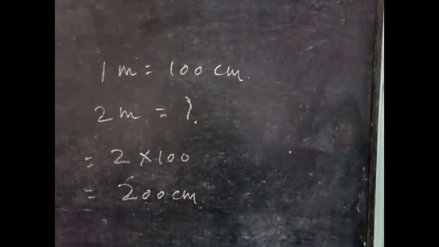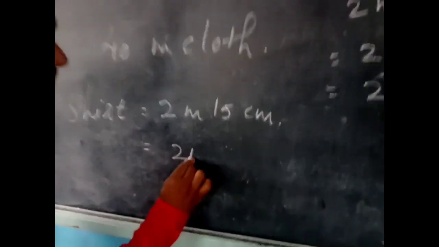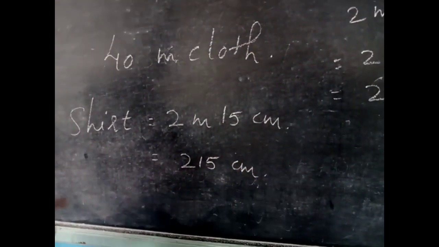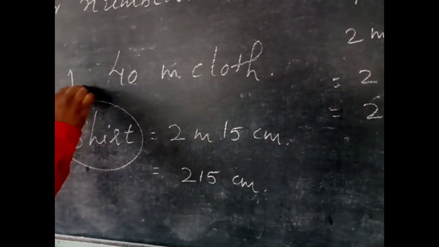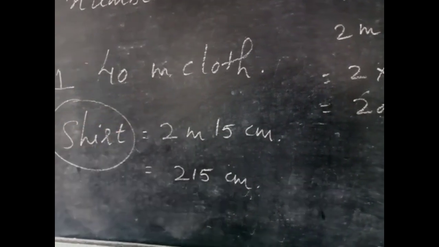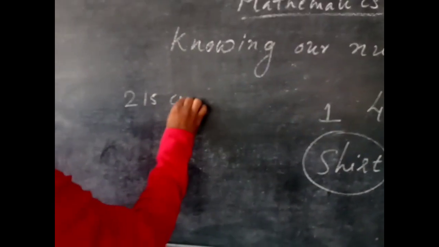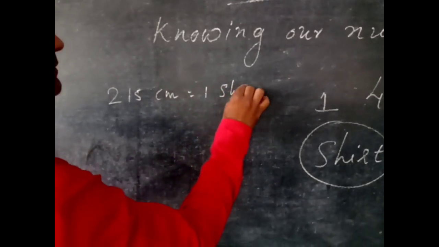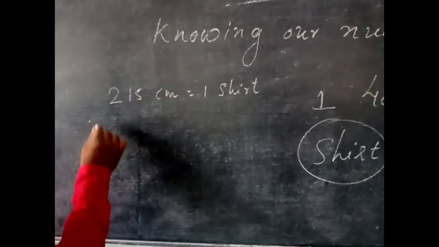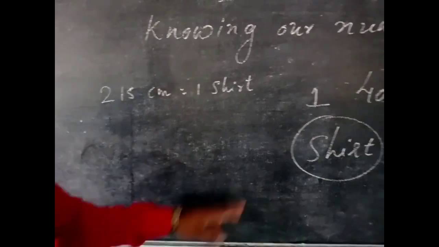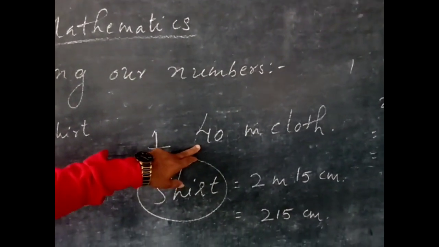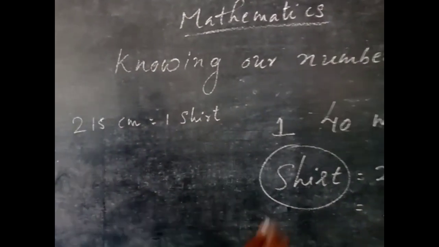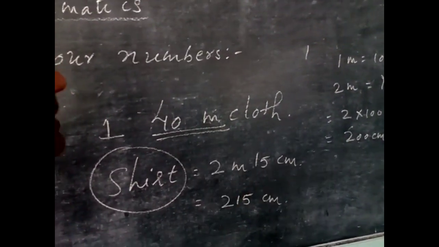So from it we can say 215 centimeter cloth is required to make one shirt, right? So one shirt, 215 centimeter is equal to one shirt. Therefore, it is given in meters. Okay, so 40 meter. First of all, we convert into centimeter.